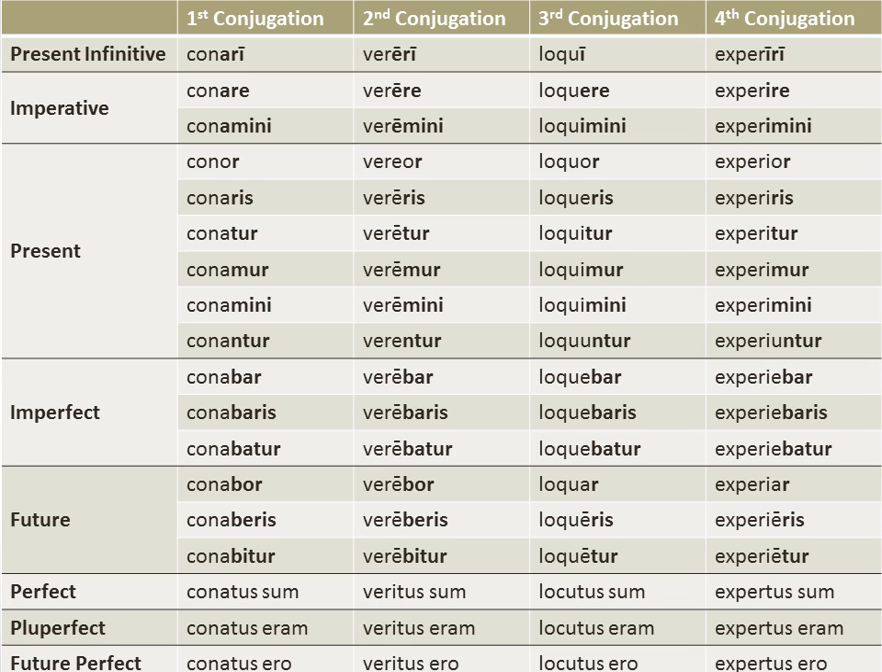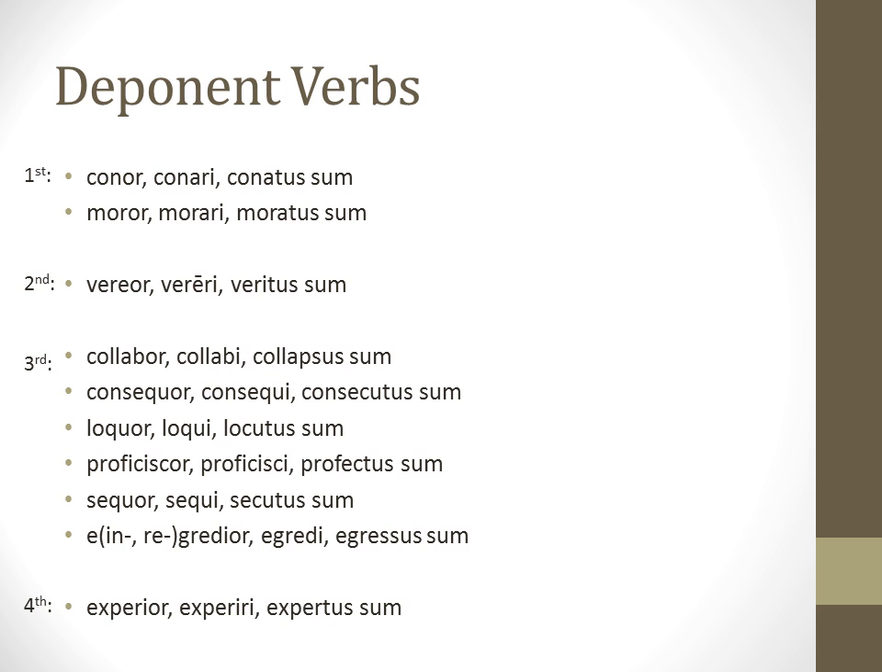It has an infinitive. It has an imperative. But these are it for the forms. I can't have a passive form of a deponent verb. It doesn't make sense because their forms are already passive. We can't go double passive. It doesn't work. So these are the only forms that deponent verbs will have.